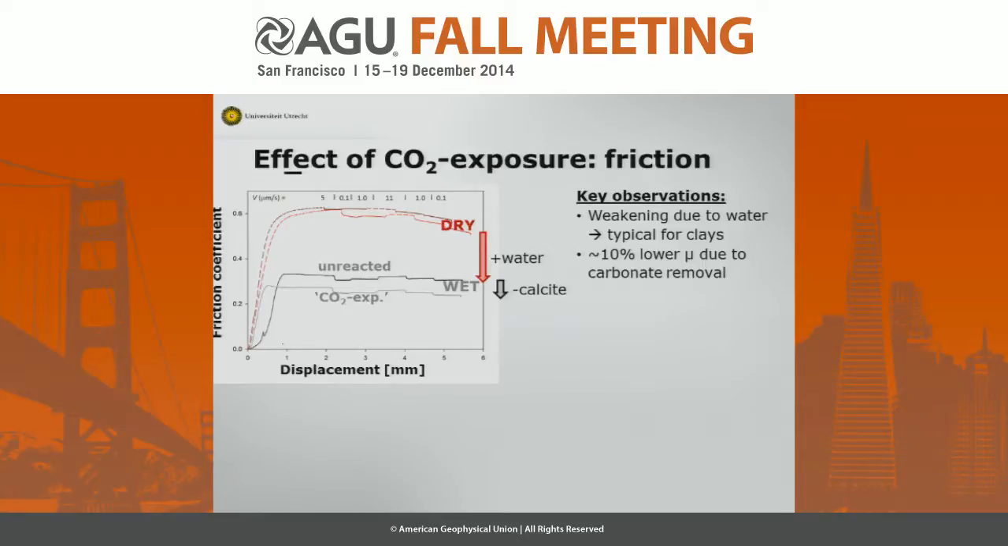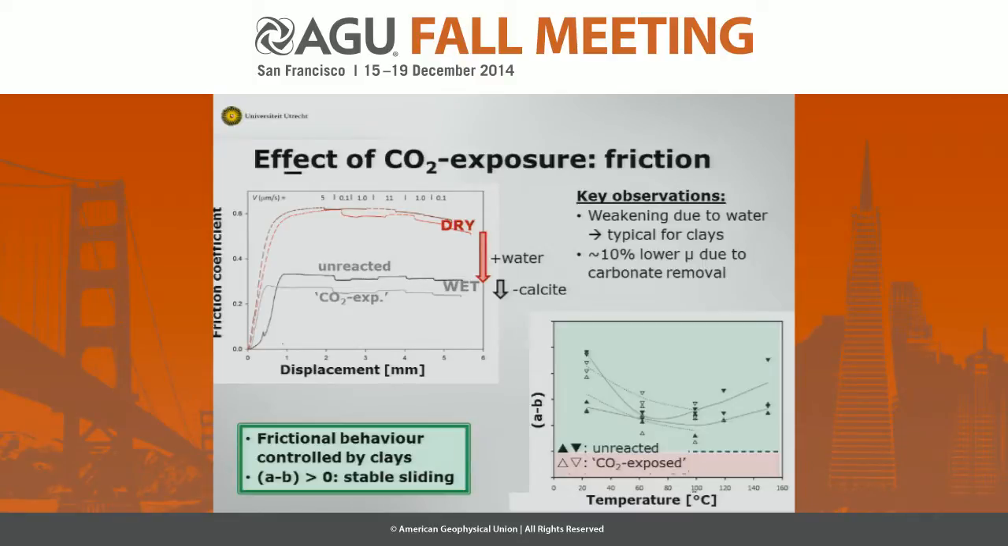So overall, this material seems to show behavior that's typical for clays. And if you look at the A minus B values, we're all very happy because they're all in the positive regime, so sliding is stable. This is good.